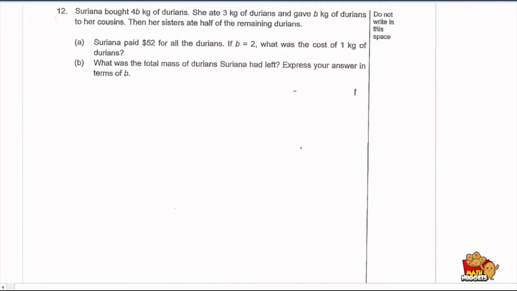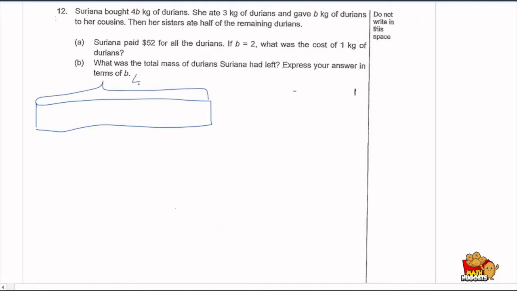Question 12. Let me try to draw the model. This was her durians. She bought 4B kg. She ate 3 kg, and she gave B kg to her cousins, and her sisters ate half of the remaining. So this was what she had left.